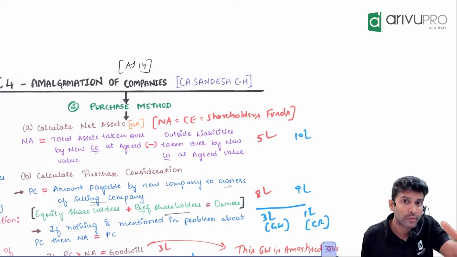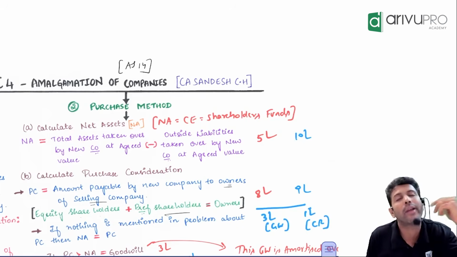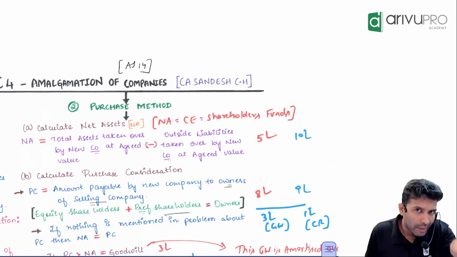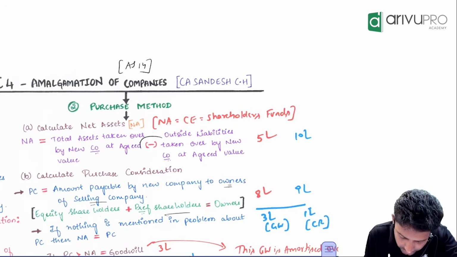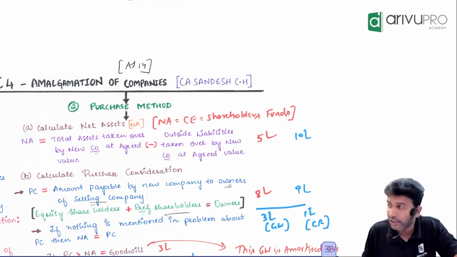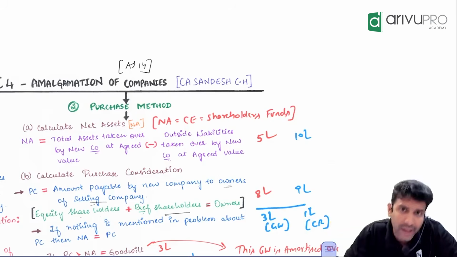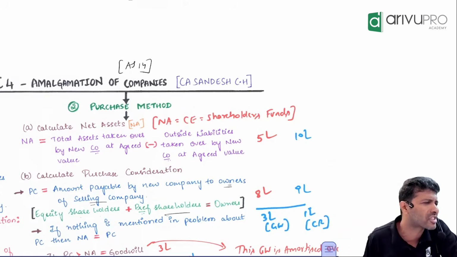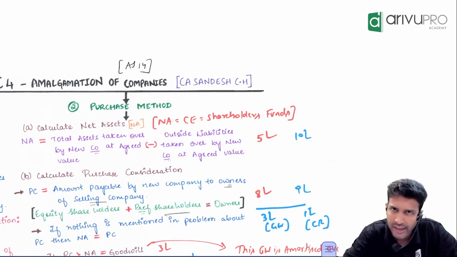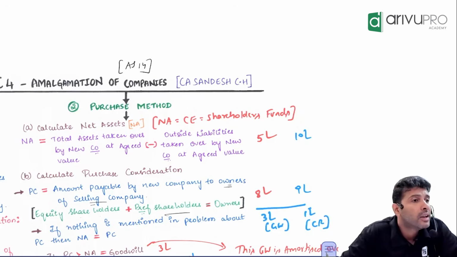Do we want assets or do we want net assets? How do you get net assets? From assets, you'll have to adjust liabilities. Correct? That's why I've written minus here. Is it necessary that all the liabilities should compulsorily be taken over under the purchase method or negotiation? Some liabilities can be taken over, some need not be taken over.